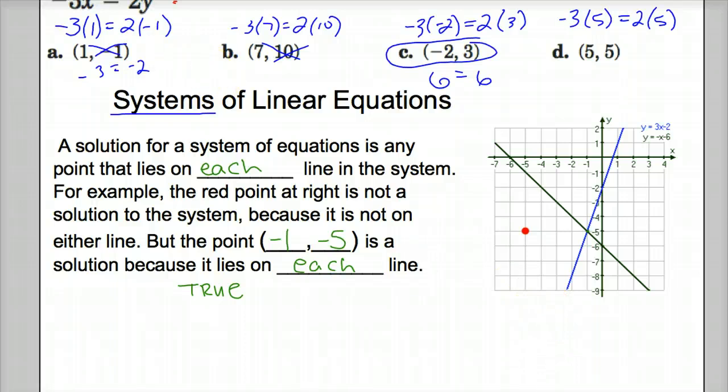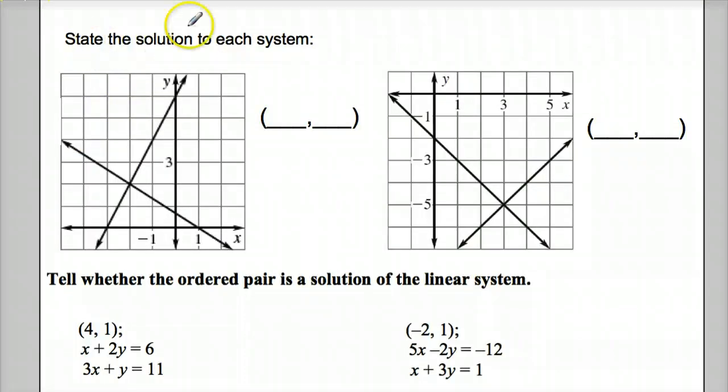Okay, let's flip over our notes. State the solution to each system. So here we have a graph. We have a system. We have where they intersect right here. So the solution to this system is where this point is true for both lines. So what is this point? This point is negative 2 for x, because remember we started at the origin, we go over 1, 2, comma, 2. We go up 2. So the solution to this system is negative 2, comma, 2, because negative 2, comma, 2 lies on both of these lines. It is true for both of these lines.